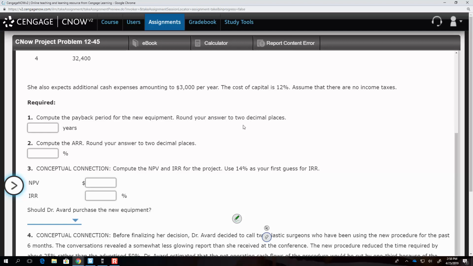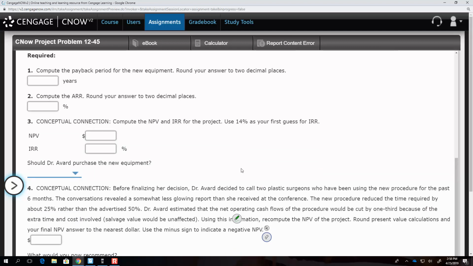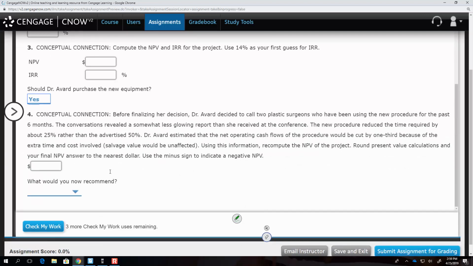Does everybody know what that means? Be 2 whole numbers and then 2 after. 2 after. Very good, Allison. Excellent. Number 3, net present value as a whole dollar amount. And then the internal rate of return should be just a whole percent. Even if your calculator gives you some other percent, CNOW is looking for a whole percent. That's why they're not talking about decimal locations on requirement 3. I'll give you that. Should they purchase it? You have 3 checks, so I'm just saying.